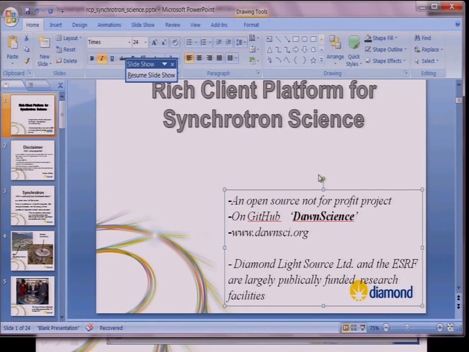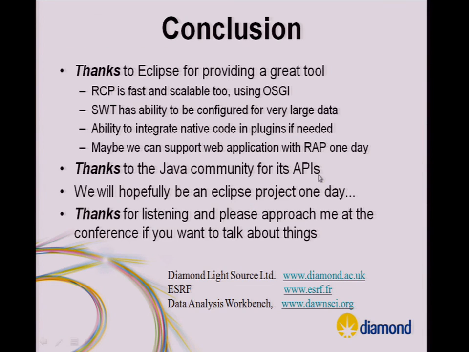Okay, so in summary, thanks to Eclipse for providing a great tool. We think this RCP stuff is really fast and scalable, and we like using OSGi. We think that's a great way of doing what we're doing, because we can have lots and lots of GUI sat on disk and only load it as the user needs it. We have all sorts of different tools, so it's a great technology for us. We thank the Java community for its APIs, and we're looking forward to Java 8. Thanks a lot for listening, and any questions?